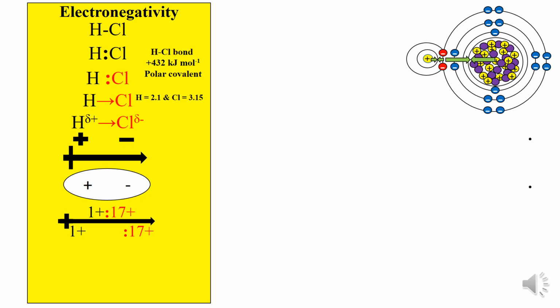Now electronegativity is a relative property on a relative Pauling scale of 0 to 4, and the relative Pauling scale is based on bond dissociation energy. That is to say, electronegativity can be calculated based on molecular properties like bond dissociation energy. So what is bond dissociation energy? It is the amount of energy required to break a bond. So 432 kilojoules per mole of energy is required to break the covalent bond, the polar covalent bond in the case of the hydrogen chloride molecule.